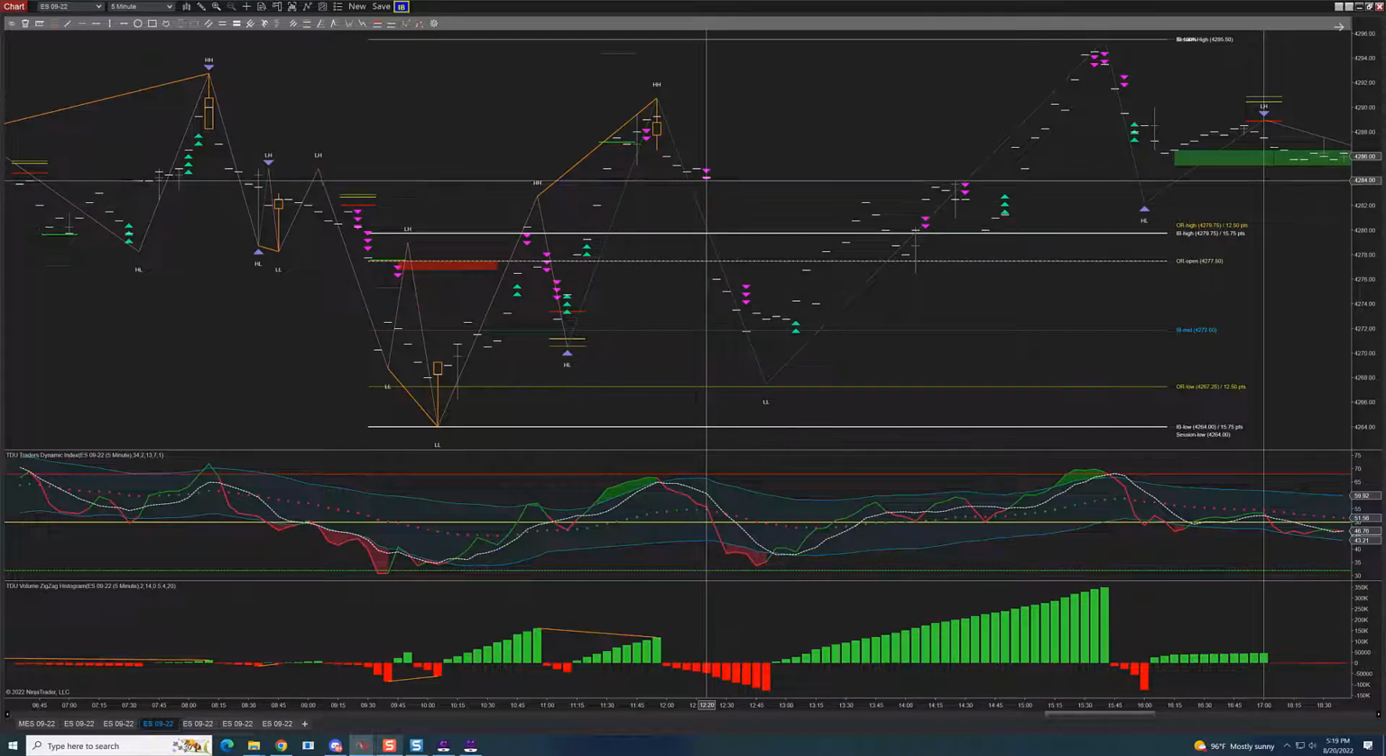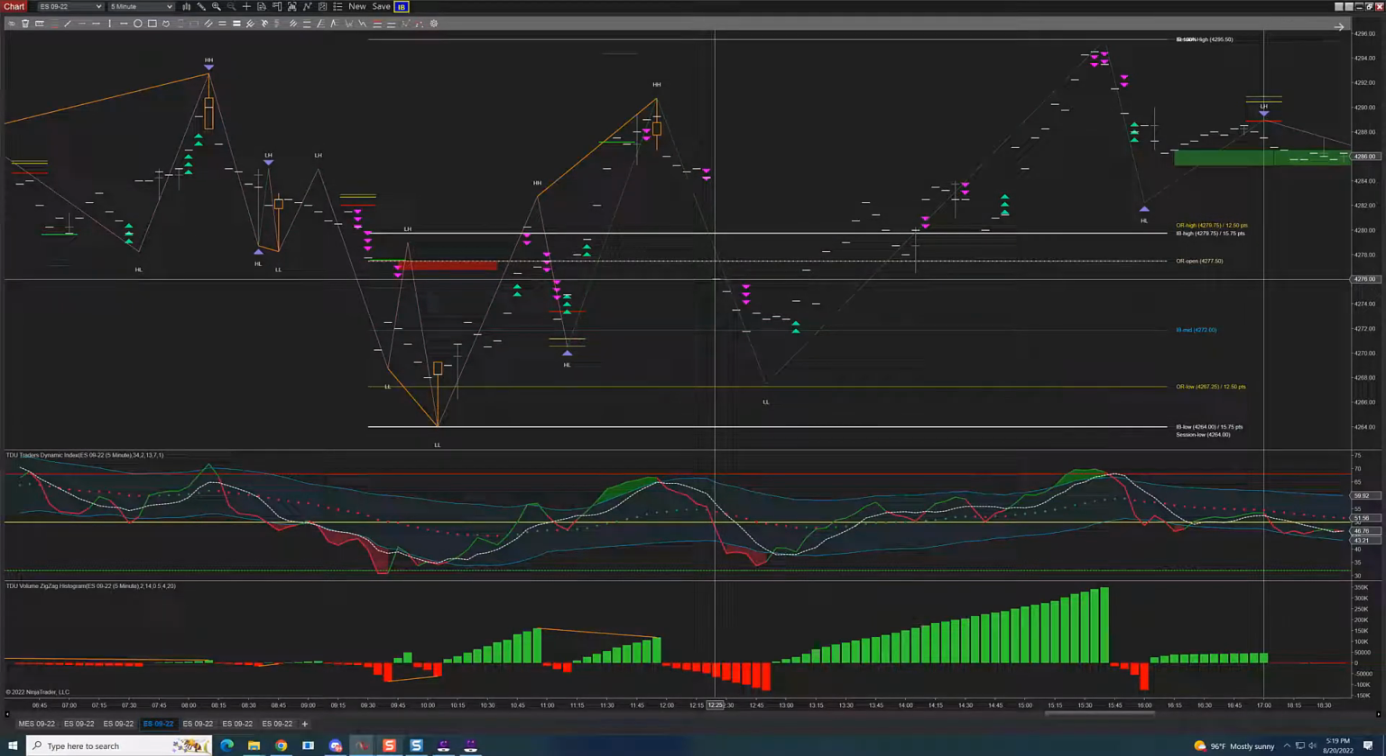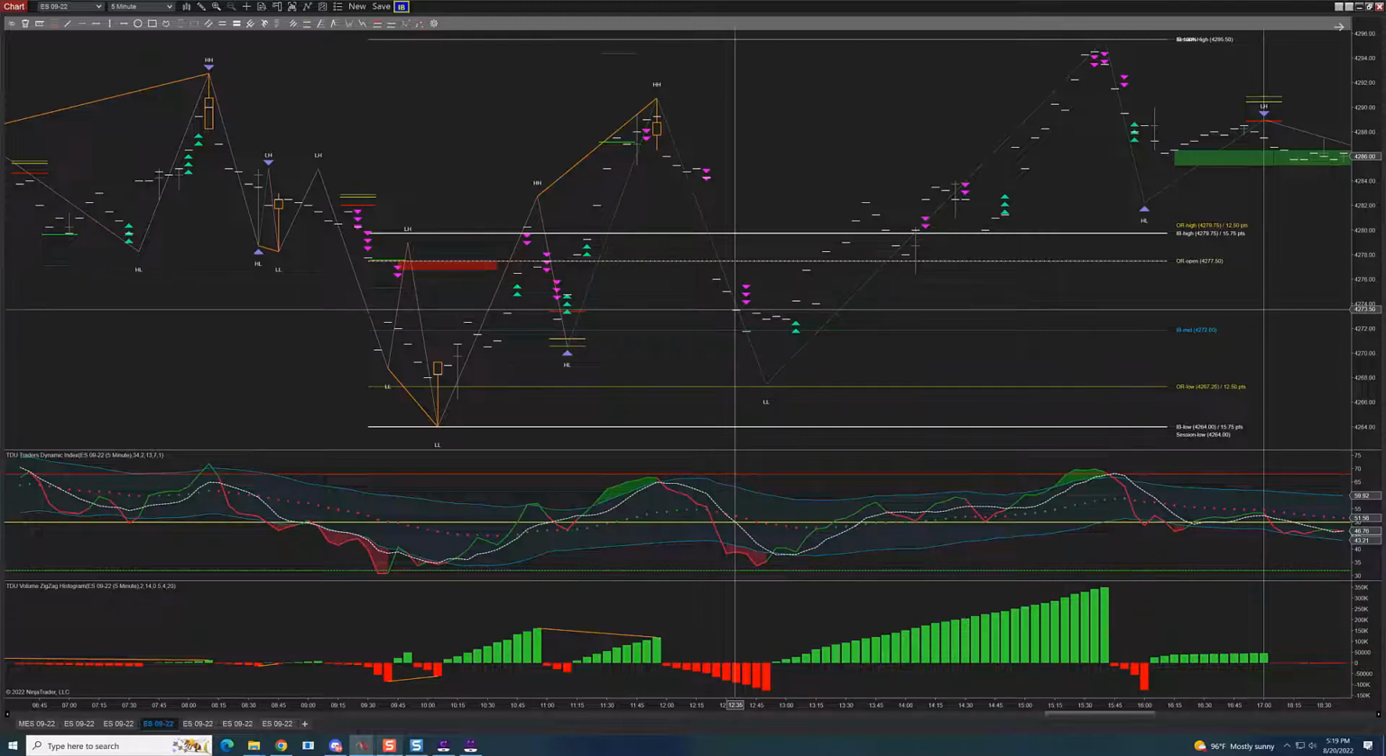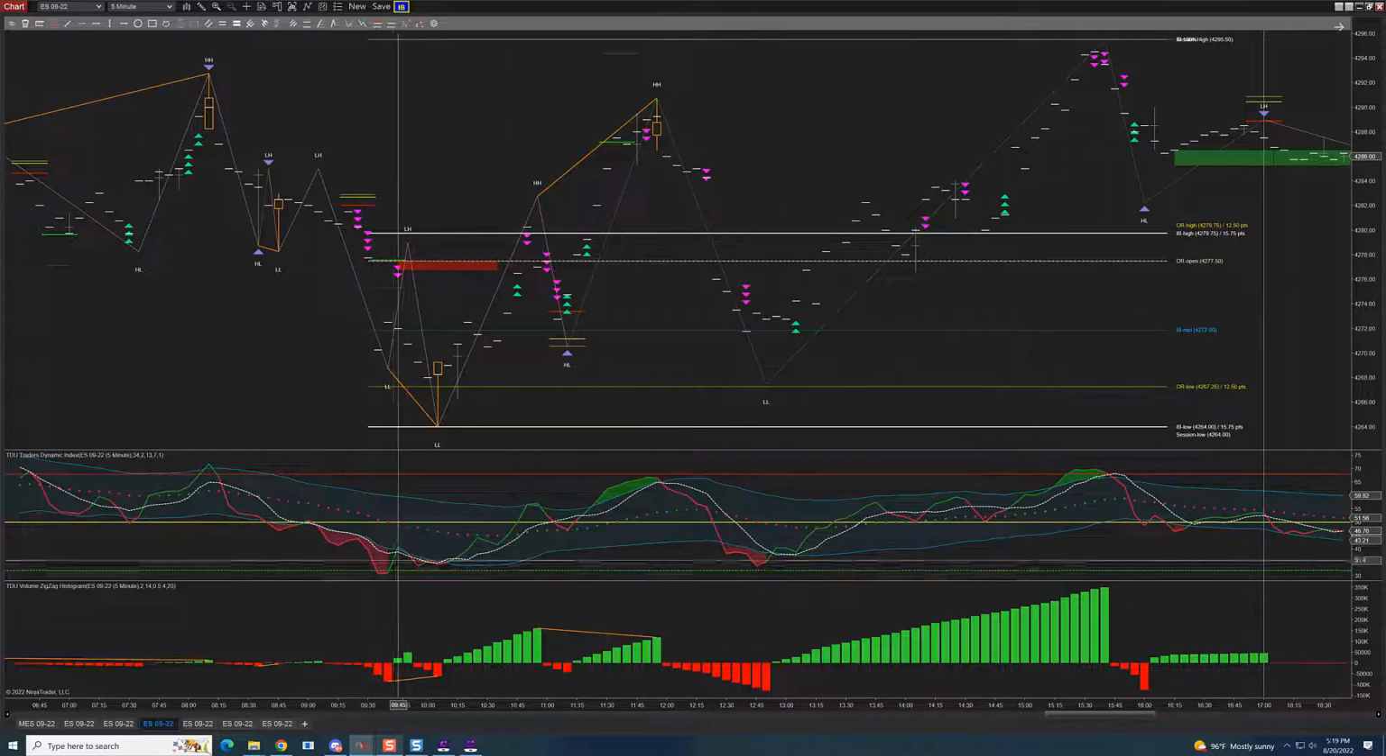You can see the volume was there early on, drove it all the way down. Well, here's the POC of that bar. Where's the POC of the next bar? Down here. Next bar, next bar, next bar. Look at the RSI. I'm falling hard, right? When we get that far out, right? This is a serious move.